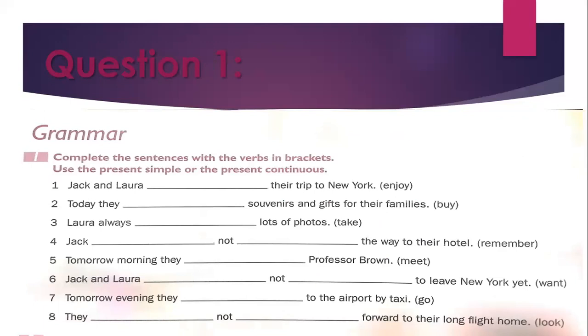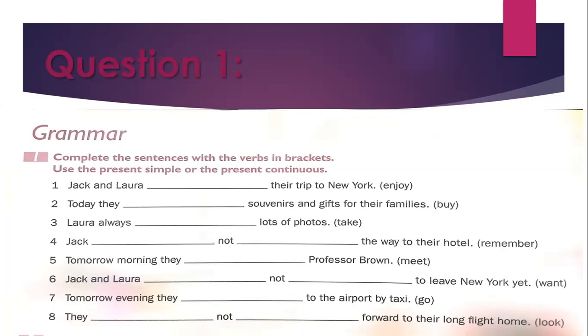As I told you before, we use simple present to talk about facts, okay, or regular actions, okay? We use present continuous to talk about actions that are happening now or at the moment of speaking, temporary action, أحداث مؤقتة, and future arrangements, okay? So let's start with the first sentence.